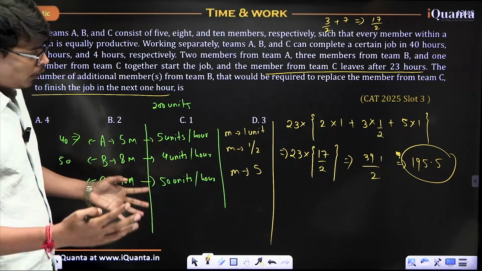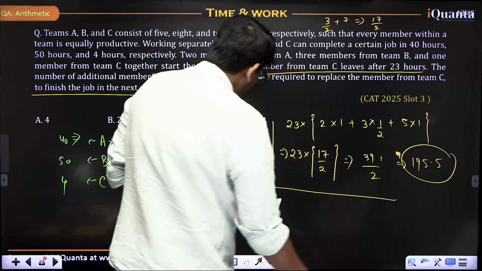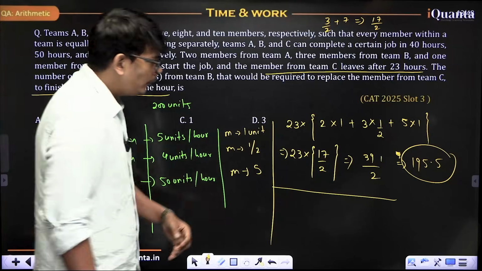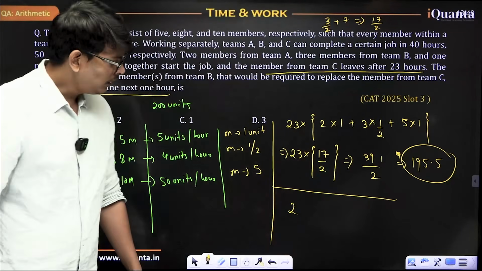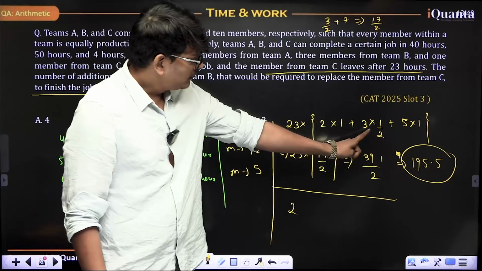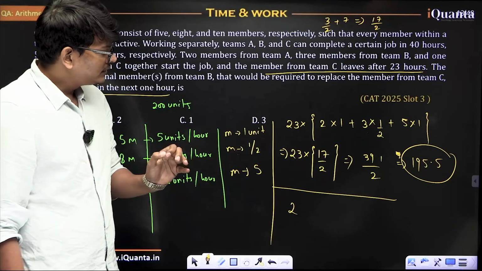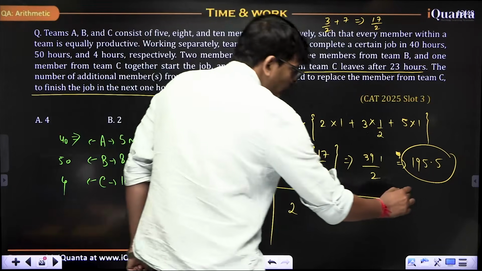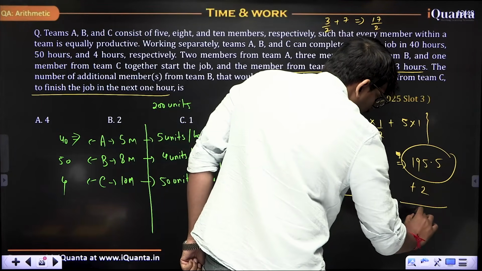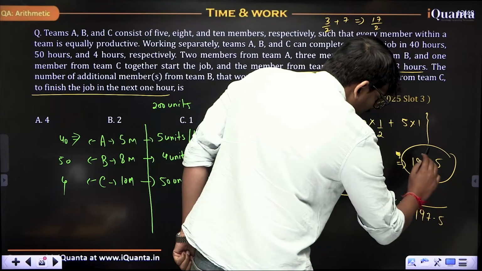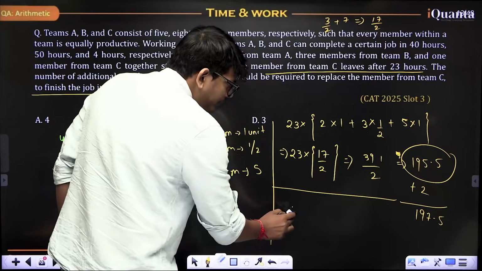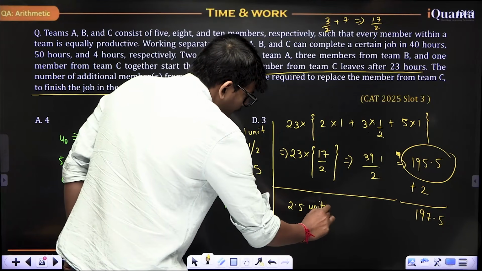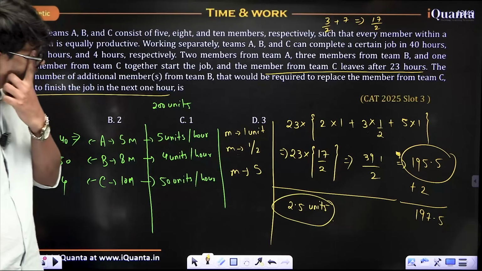Now we are left with only 1 hour. These two members from team A will be working and they will be doing 2 units of work. Also, the efficiency of these persons is 1/2 unit. Okay, so add plus 2 also. So we are left with 197.5 completed. So we are left with 2.5 units of work. Okay, 2.5 units of work.